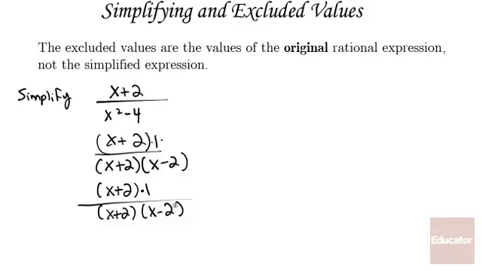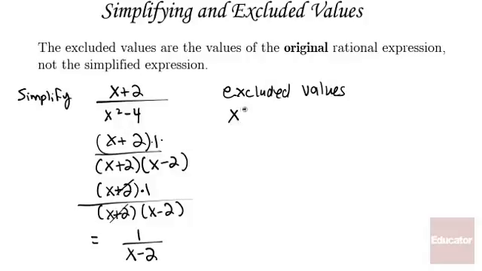Okay, you're going to go ahead and cancel out the x plus 2's, and you're going to be left with 1 over x minus 2. Now, let's say I said to find the excluded values. When I say to find them in the original rational expression, that means before canceling out has occurred. So I look up here, and the excluded values are going to be those values wherein x squared minus 4 equals 0. What I need to do then is factor this out.